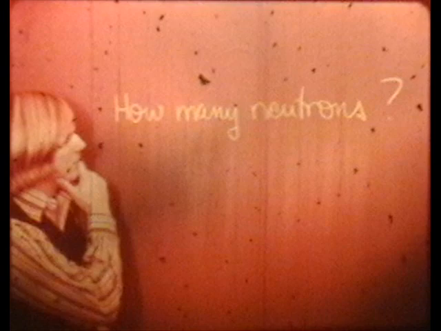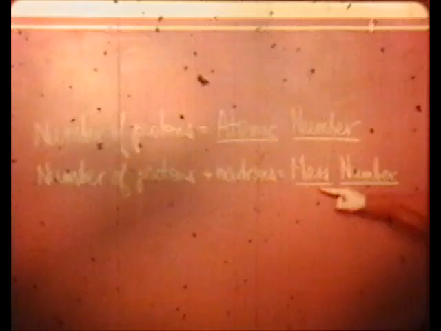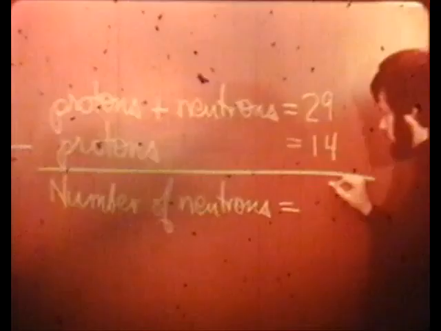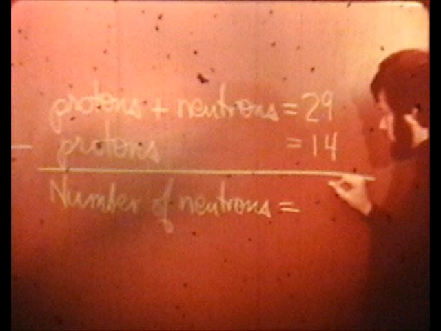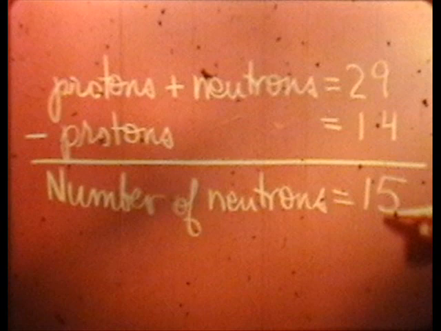How many neutrons are present? Well, the sum of the protons and neutrons is equal to the mass number. Since you calculated that the mass number is 29, you know that the sum of protons and neutrons is 29. You also found the number of protons to be 14. To calculate the number of neutrons, you can just take the difference between the sum of the protons and neutrons and the protons alone, giving you 15 neutrons.